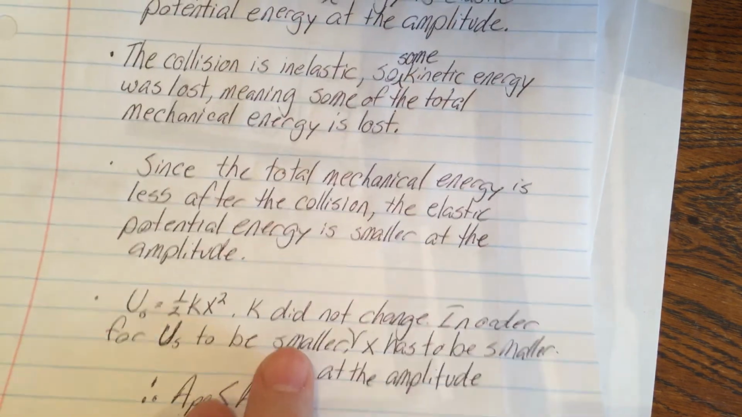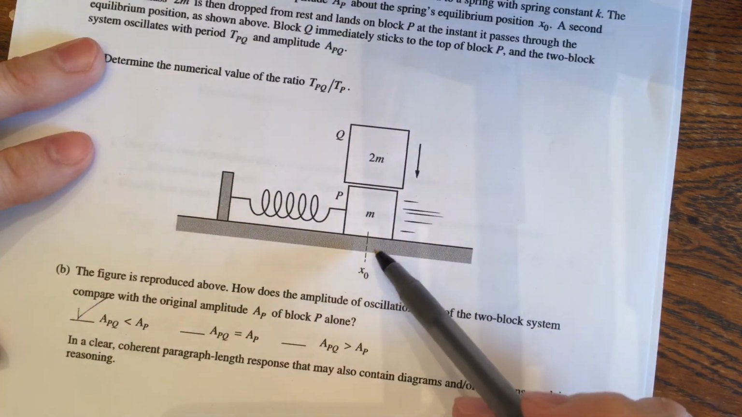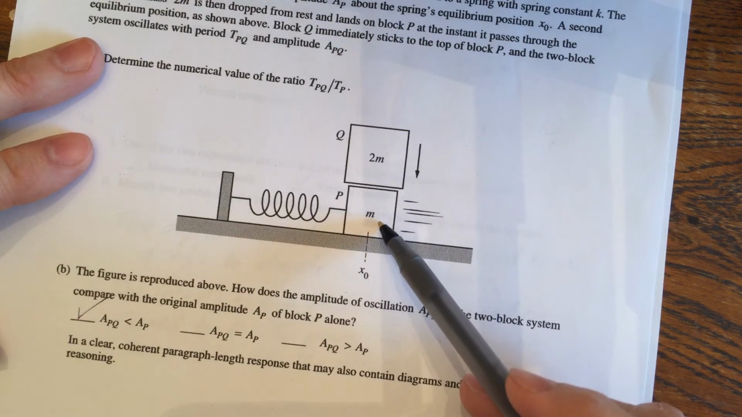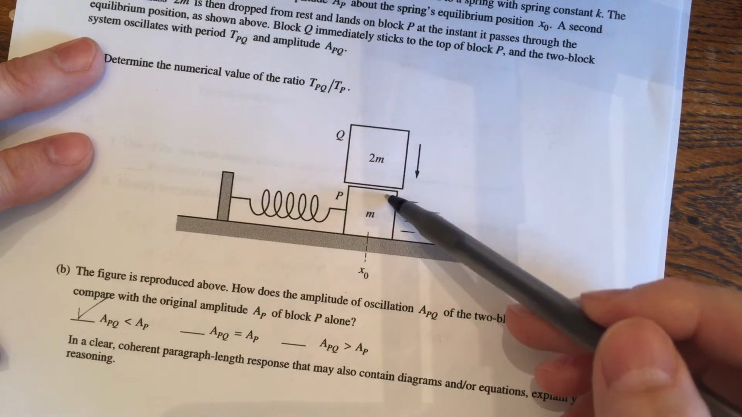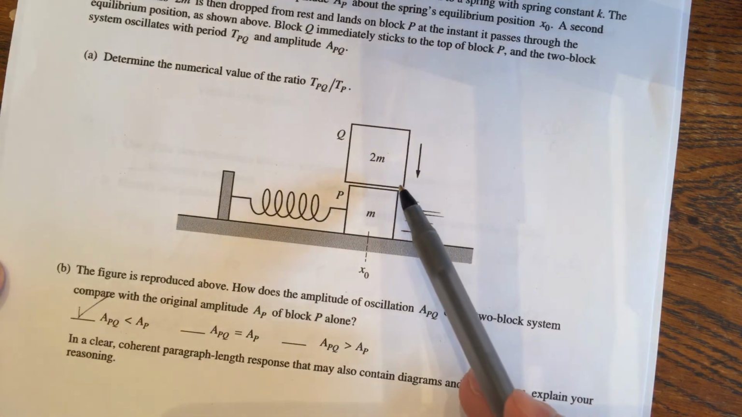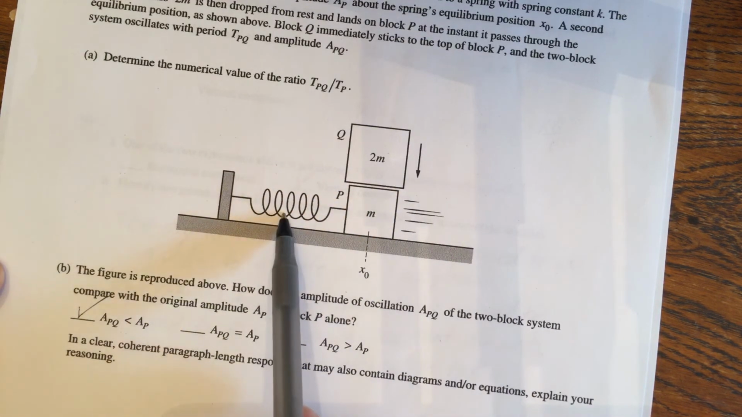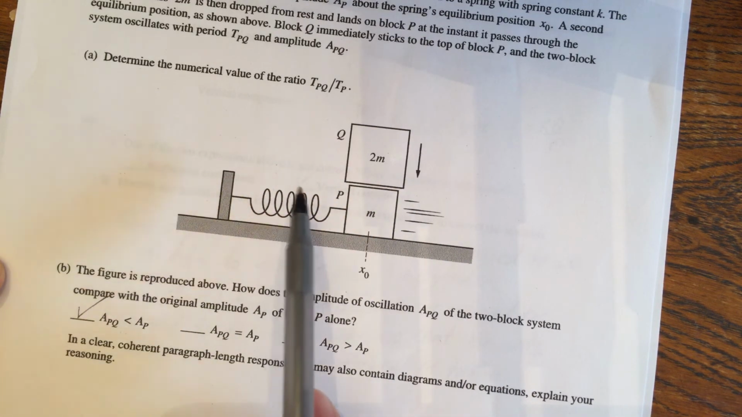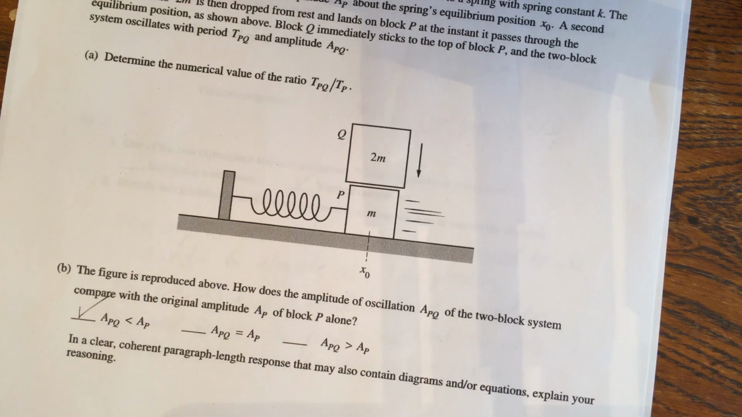Now, a couple alternate things you could have said was that at this equilibrium position, the energy is totally kinetic, and with this block slamming into this one, you're going to lose some of that kinetic energy. Therefore, you're going to have less kinetic energy. And if you have less kinetic energy here, you'll have less elastic potential energy at the amplitude. Less elastic potential energy at the amplitude means a smaller displacement.